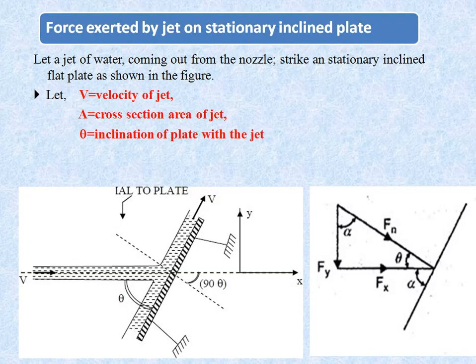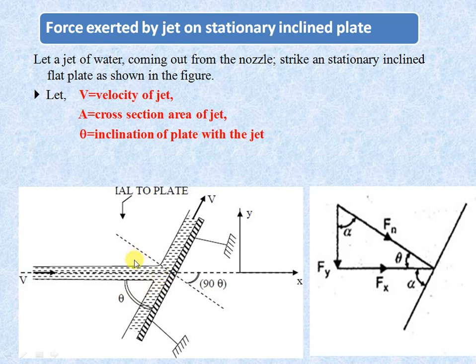The second condition is force exerted by jet on a stationary inclined plate. Let a jet of water coming out from the nozzle strike a stationary inclined flat plate as shown in the figure. Again consider v is the velocity of jet, a is the cross section area of the jet, and theta is the inclination of plate with the jet.